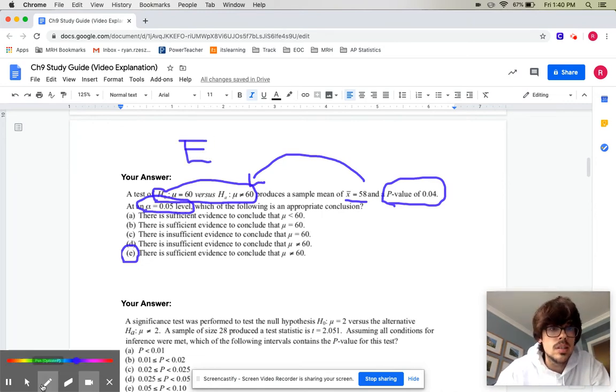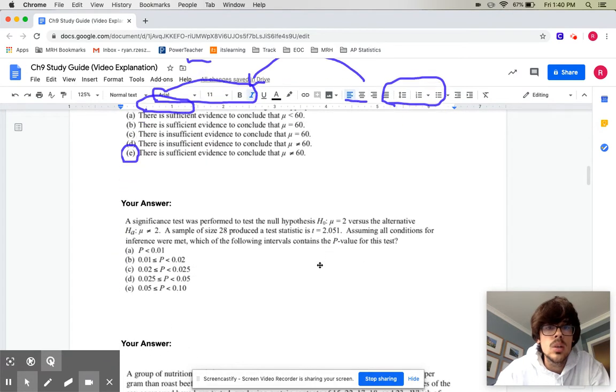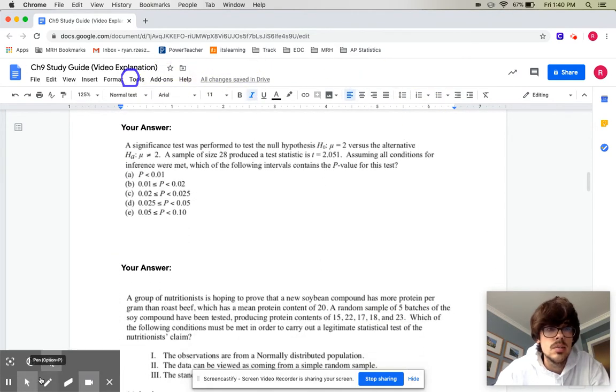Moving on to our second question here. We're doing another significance test on a mean. So mu equals 2 versus mu not equal to 2. And then we have a sample size, and so on, and a test statistic.